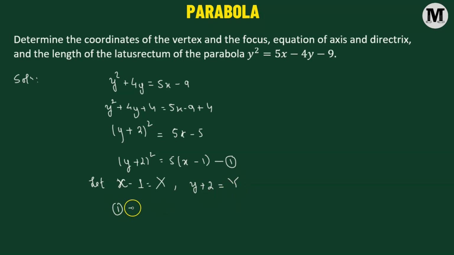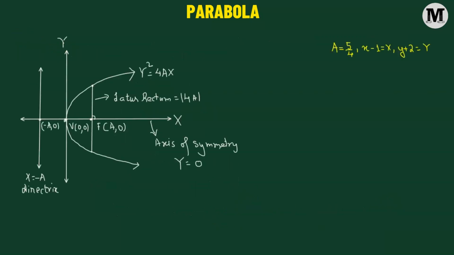That means equation 1 now transforms to Y squared equals 5X. As you can see, this is comparable to the standard form y squared equals 4ax, which means that the value of 4a will be equivalent to 5, and that gives us the value of a as 5 over 4. Now let's try to understand the graph of y squared equals 4ax. So here we have the graph of the parabola y squared equals 4ax.